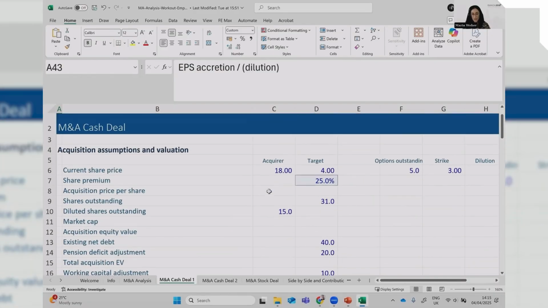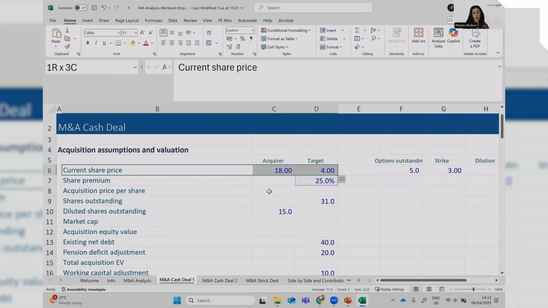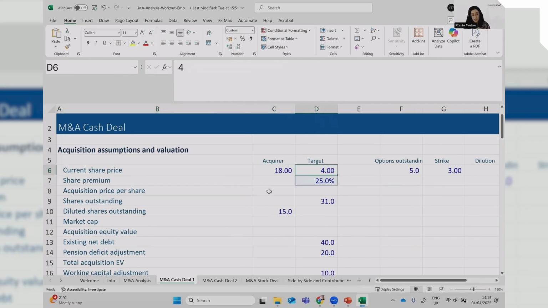Starting up at the top, we have got the current share prices of the acquirer and the target. That share price of 4 of the target that we are buying is what's called the unaffected share price in the market at the moment. And we've estimated, and you can see this is an assumption, 25% premium is what we're going to have to pay to convince all those shareholders to sell and for us to gain control of the business.